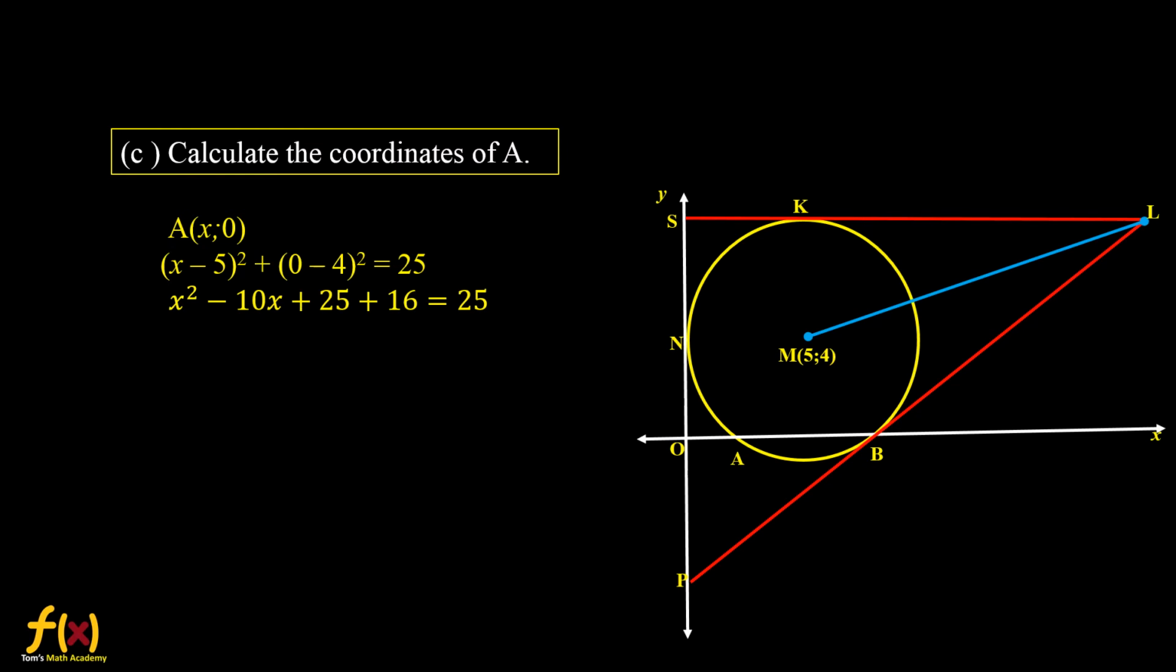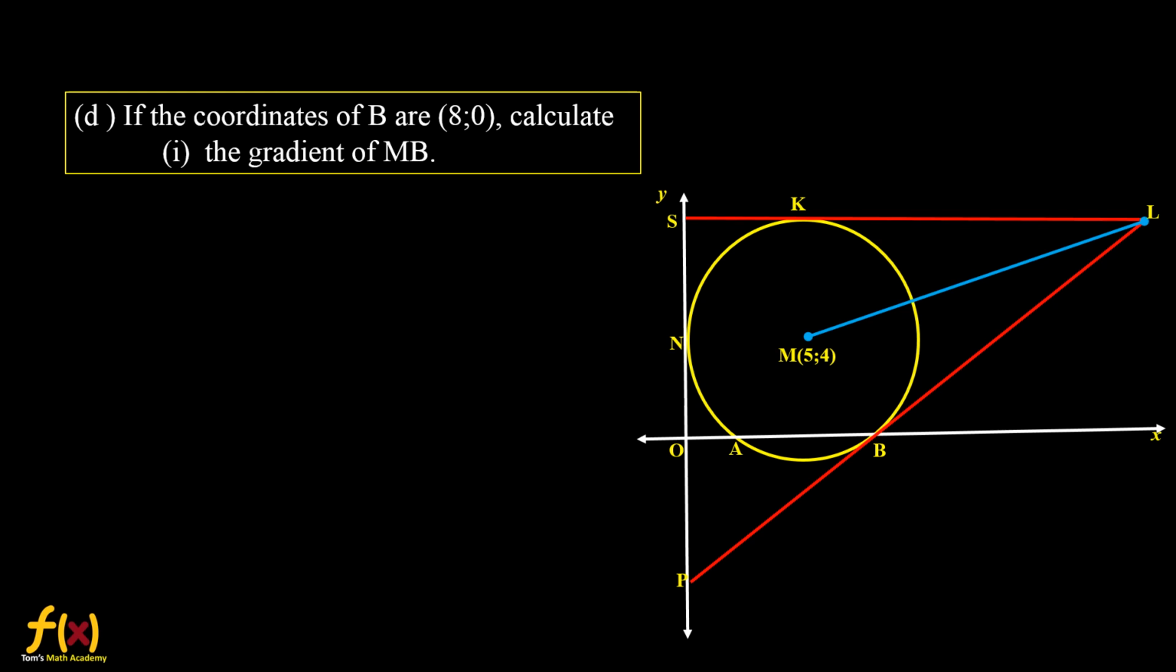Expanding the bracket, writing the standard form, factorizing. We get x equal to 8 or x equal to 2. You notice that there are two values for x, 8 or 2, and looking at the diagram, we select x equal to 2, a sensible answer. So the coordinates of A are 2, 0.